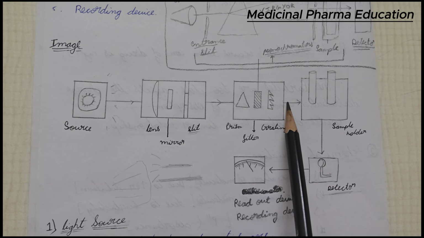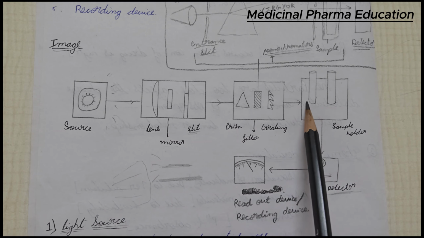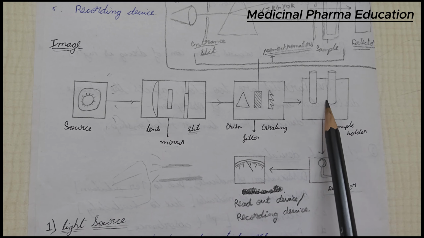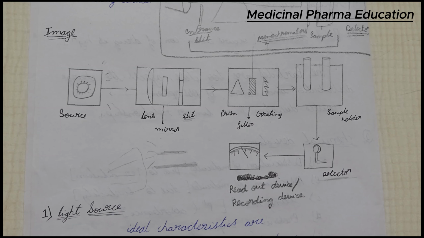As the light passes to the reference and the sample holder, then it passes through the detector. The absorbed light by the sample is recorded in the readout and recording devices. This is the basic concept of the instrumentation. I think you have understood, and we will go through each and every part.